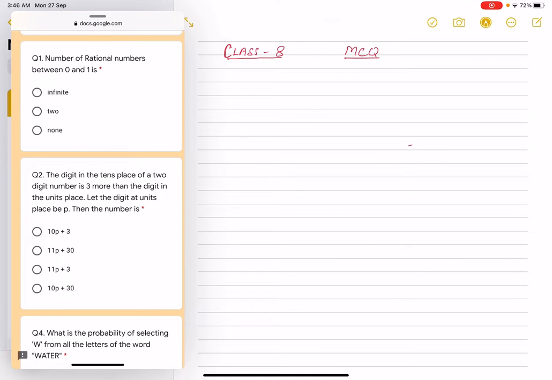Hello children, here I have taken class 8 MCQs of some topics. So, what is the first question? Number of rational numbers between 0 and 1.